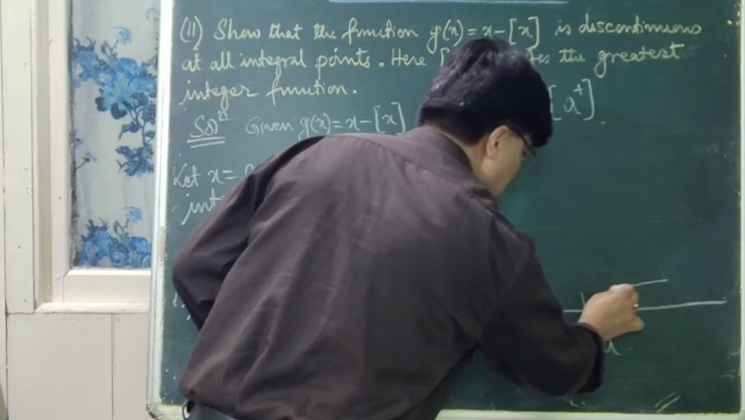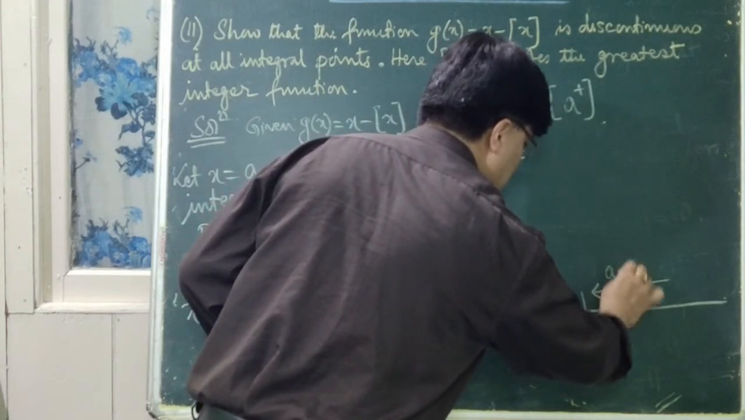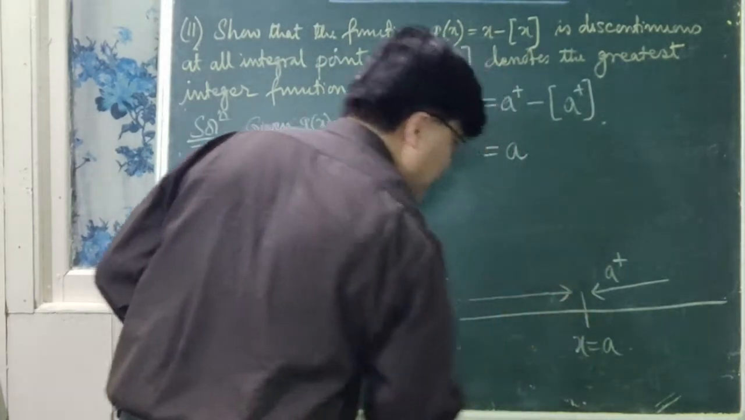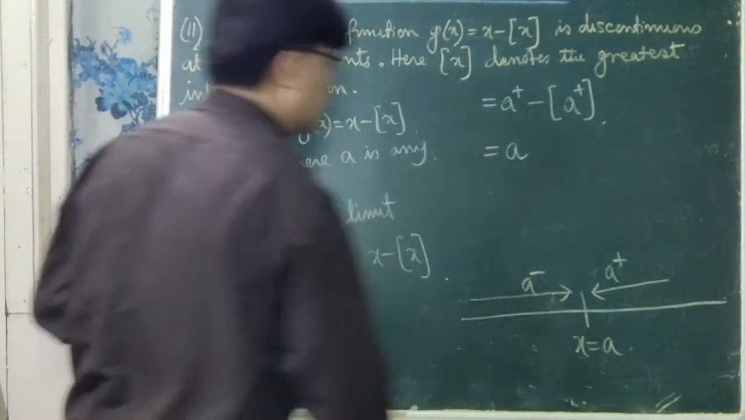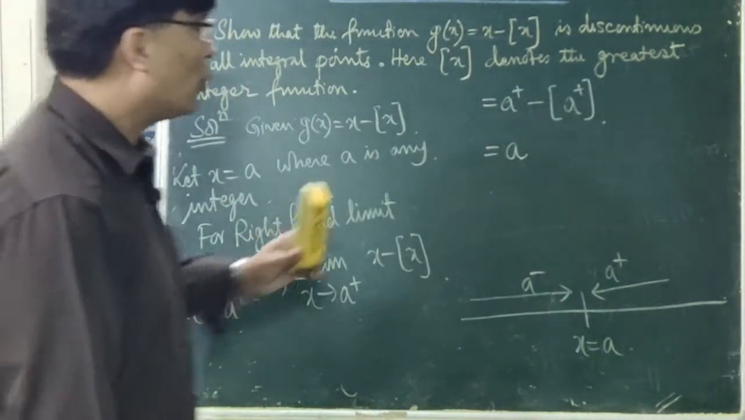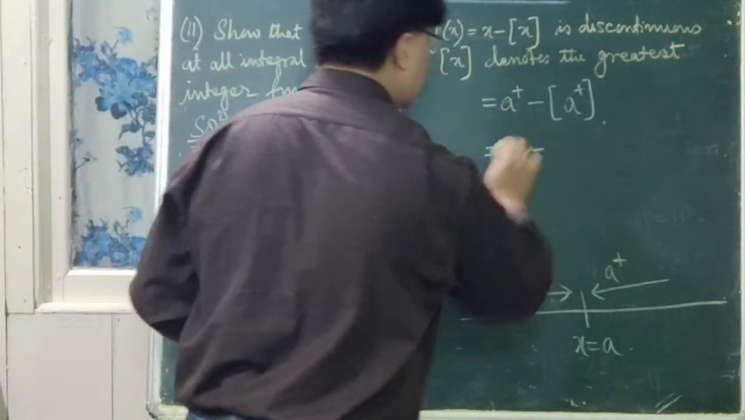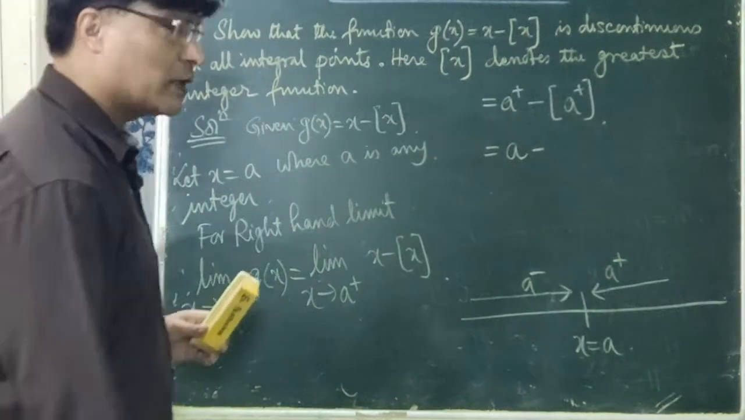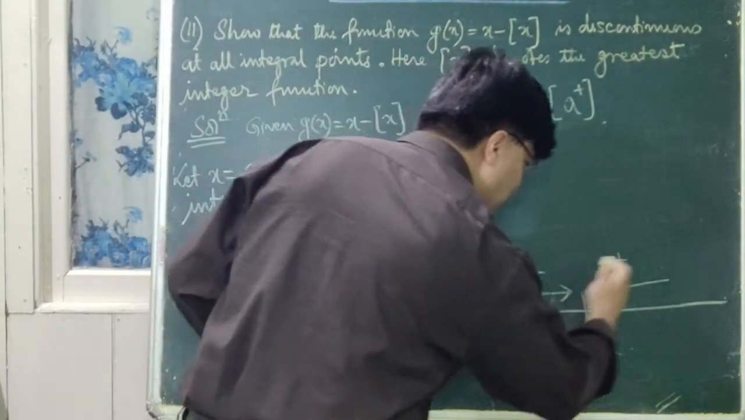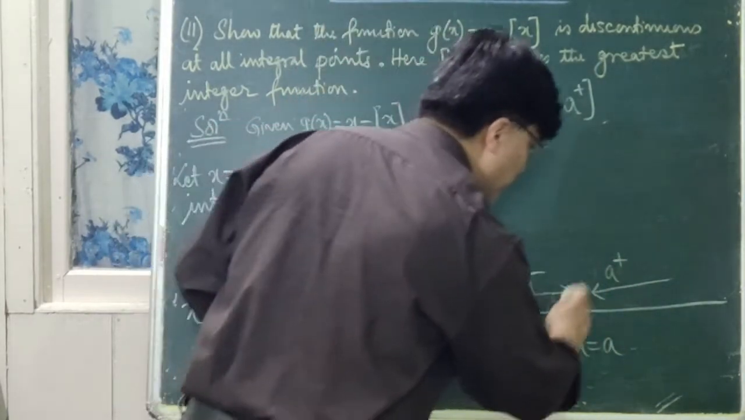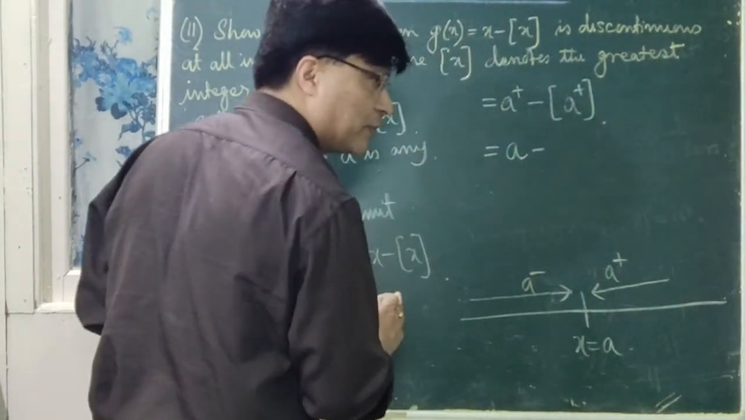So x is approaching towards a from the right hand side, that is your a plus, and x is approaching towards a from the left hand side, that is your a minus. So what is meant by a plus out here? What do you mean by a plus here? On the right of x is equal to a, all the values of x are greater than a.